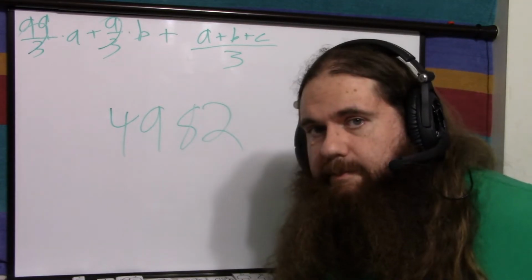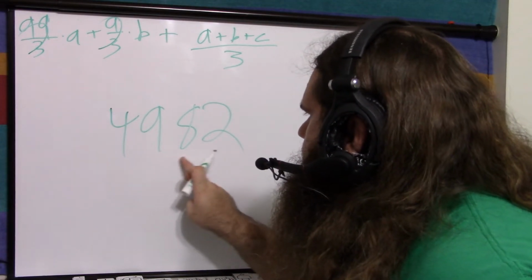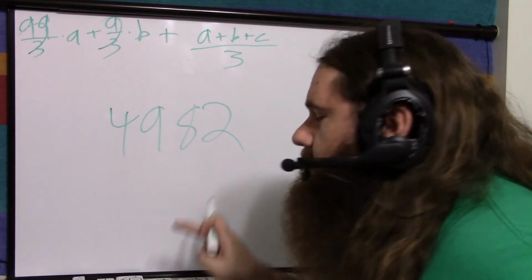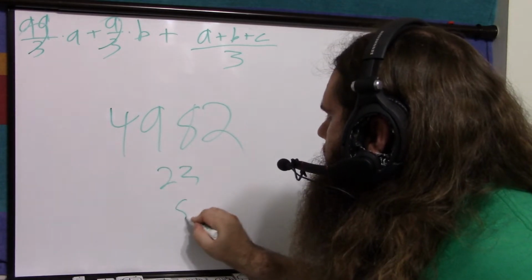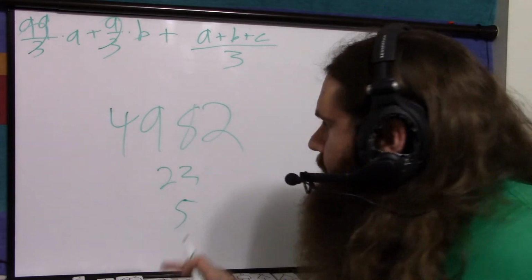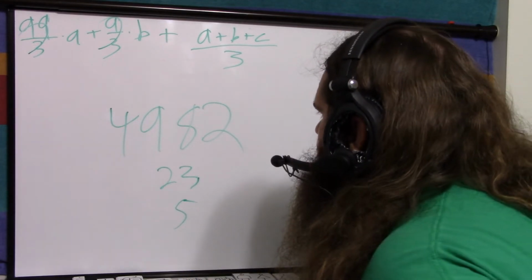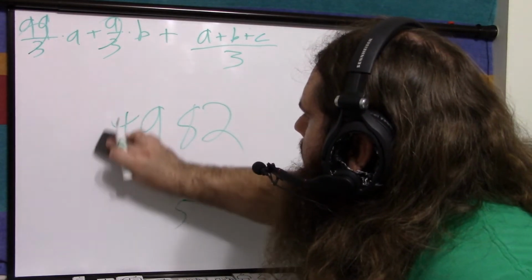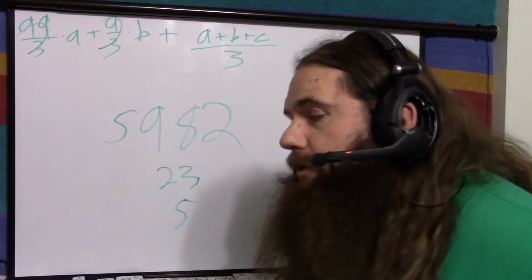How about 4,982? Is that divisible by 3? 9 and 9 is 18, so 17, 18, 19, 20, 21, 22, 23. 3 plus 2 is 5. It's not divisible by 3. But if I had just one more, it would be. So let's change this 4 to a 5. Now it's divisible by 3.